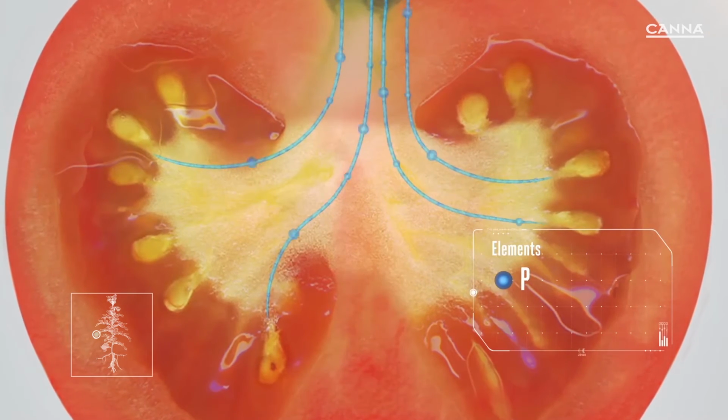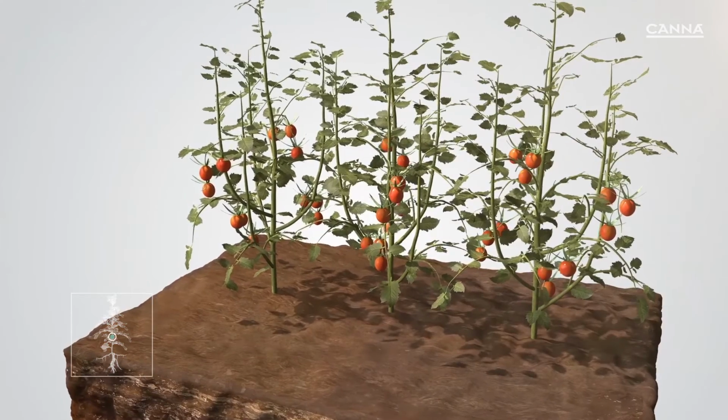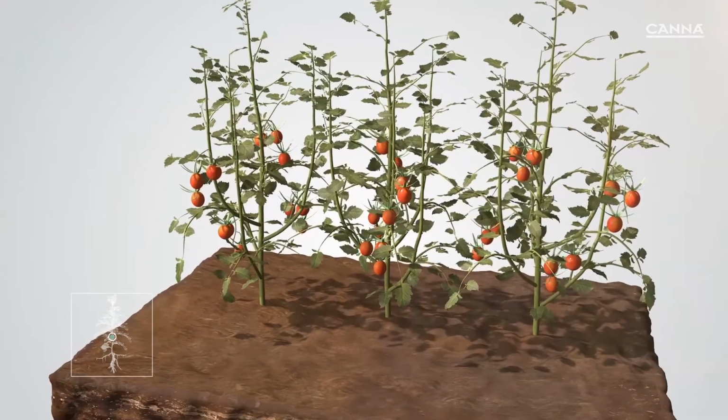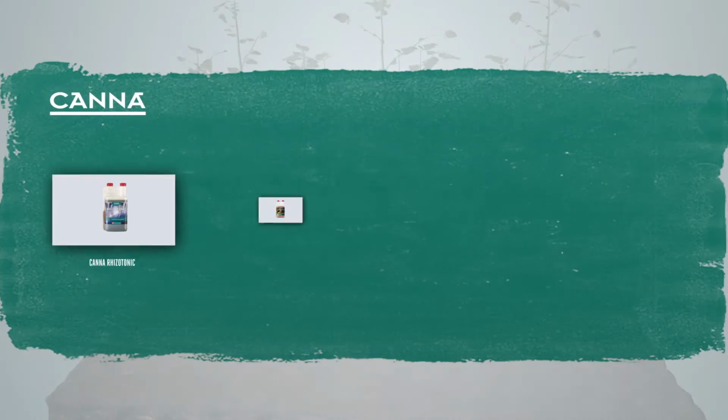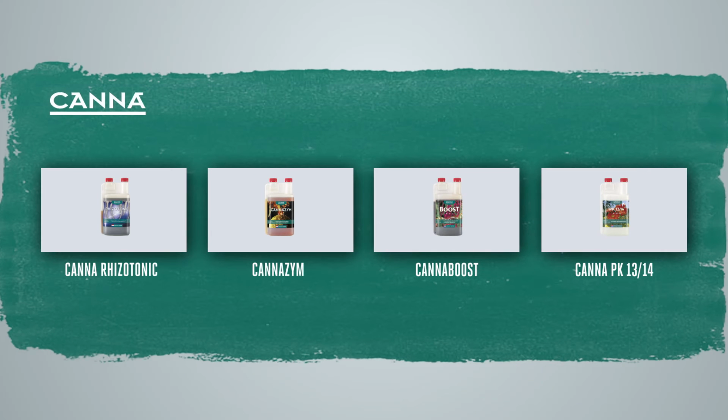Using Canna Coco correctly will give you the optimum results every time. And in addition to our basic nutrients, we also offer a range of additives to ensure that you get more from the plant. So don't forget to use Canna Rhizotonic, Canna Zim, Canna Boost, and Canna PK 13-14 during the flowering phase, which will result in an even better yield.